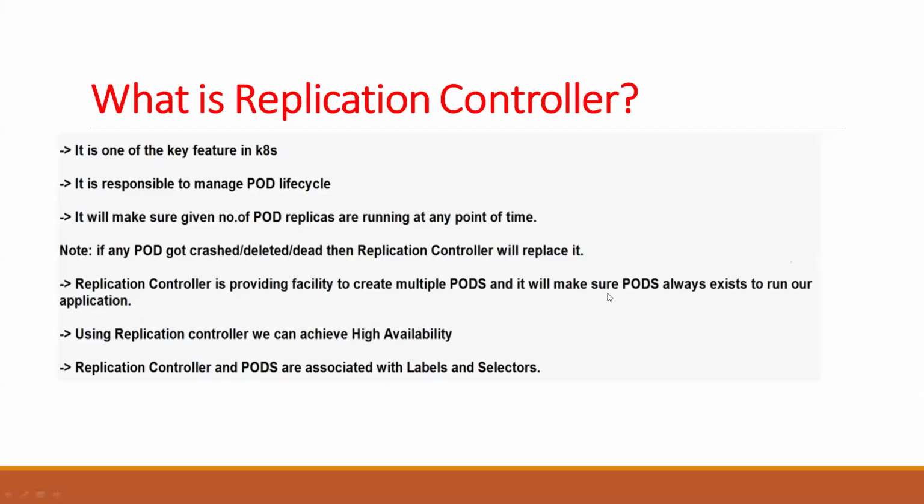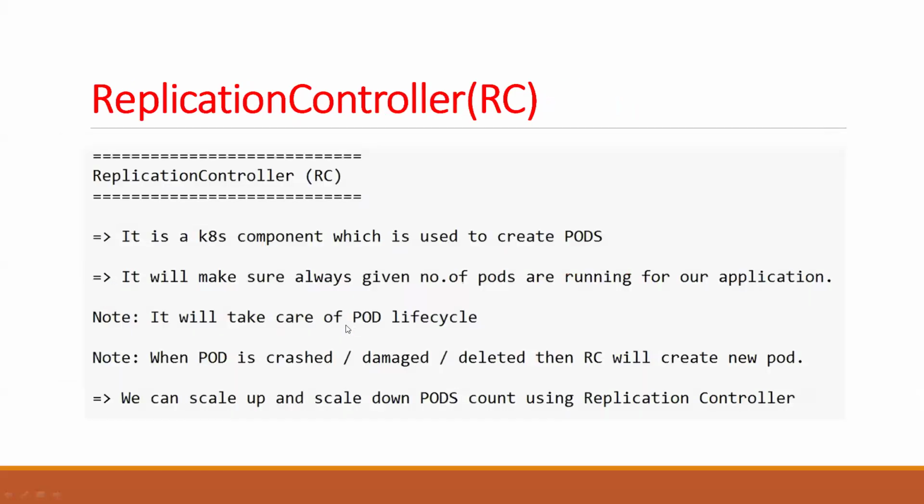The replication controller and pods are associated with labels and selectors. The service is also associated with labels and selectors. The replication controller is a Kubernetes component which is used to create the pods. It will make sure the given number of pods are always running our application. So it will take care of the pod lifecycle. When a pod is crashed, damaged, or deleted, the replication controller will create a new pod. So we can scale up and scale down the pod count using the replication controller.